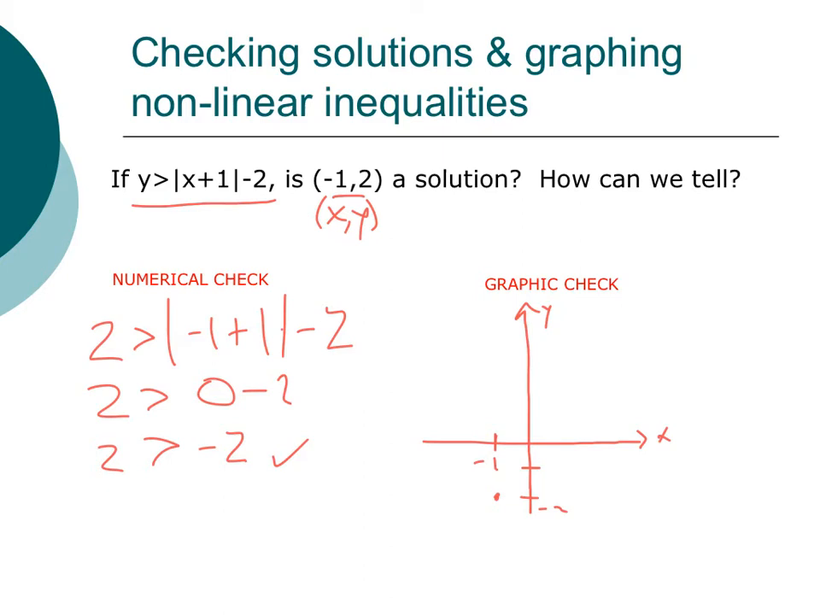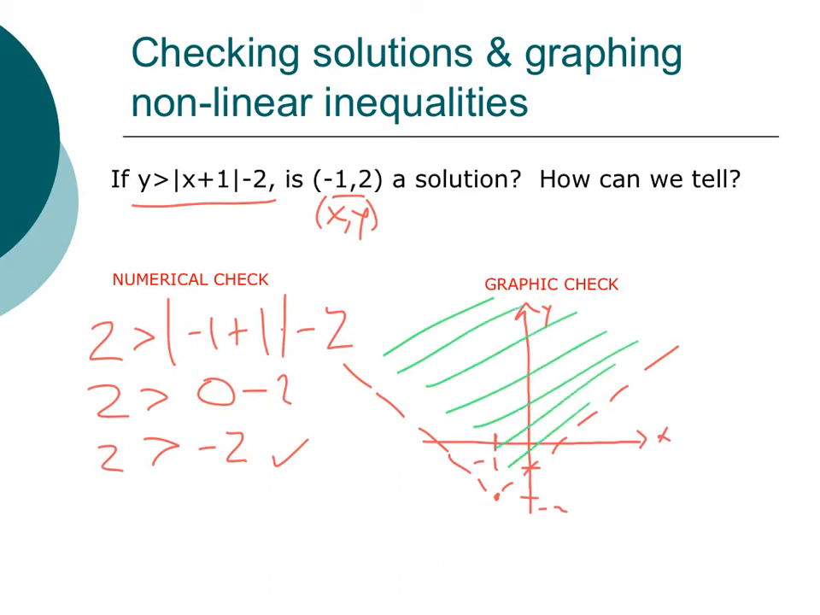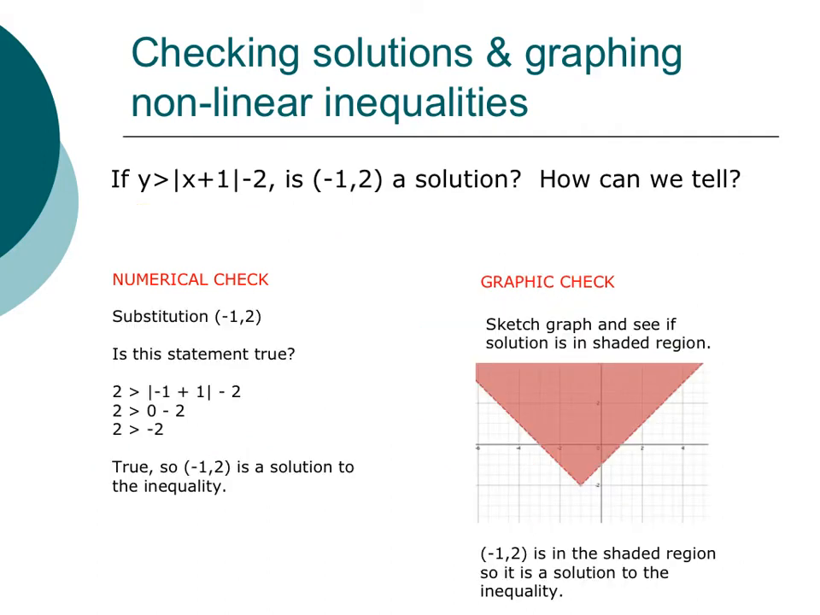Now it's not equal to, so I'm going to do dotted lines. All of these have slopes of 1 and negative 1. And I want all the y values that are greater than the function itself. So all of these values. So anywhere in this green shaded region, not on the line, because the line is dotted, would be where a solution is. So the question is, where is my solution? Negative 1, up 2. And sure enough, that coordinate, (-1, 2), is sitting within the shaded region, so it is a solution.